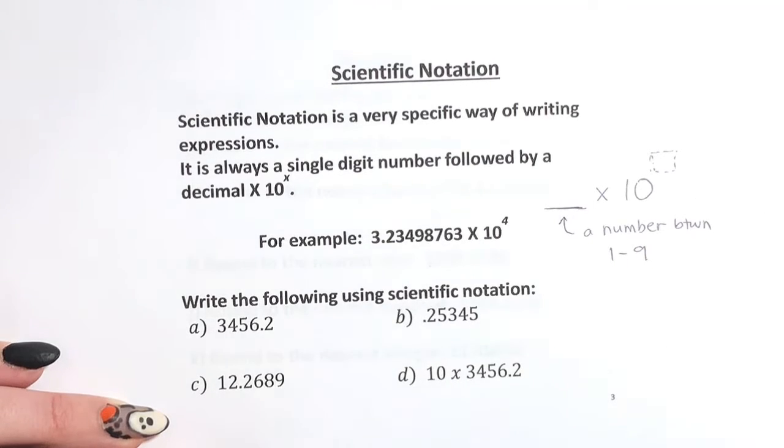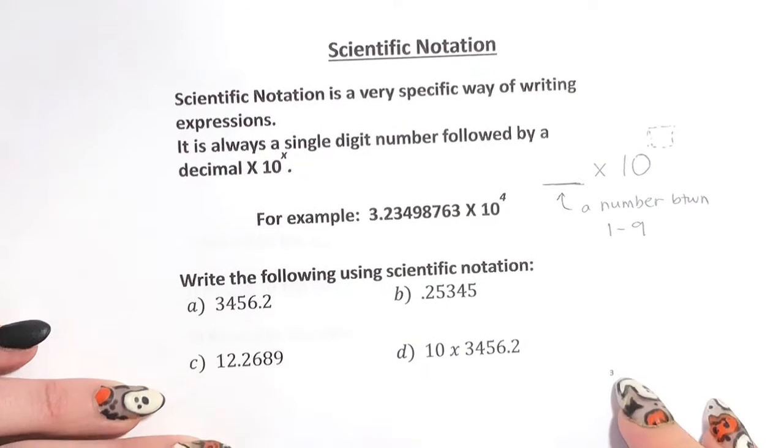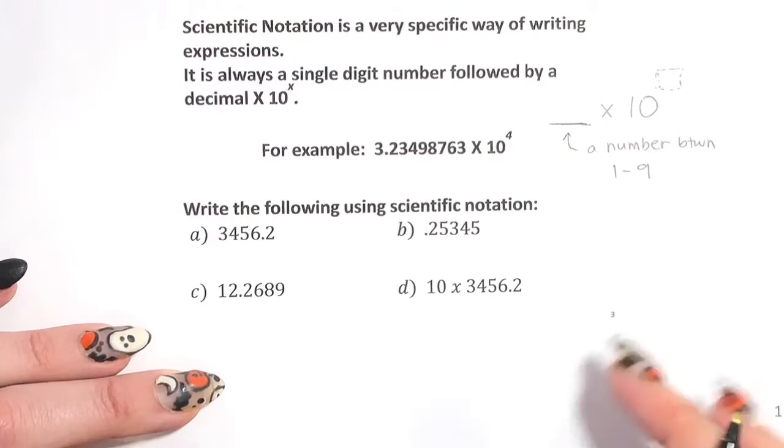So if it's smaller than 1, then you need to move your decimal again, or if it's bigger than 9, you need to move your decimal again as well. So it has to be a number between 1 and 9. So let's look at a few examples of how we do that.